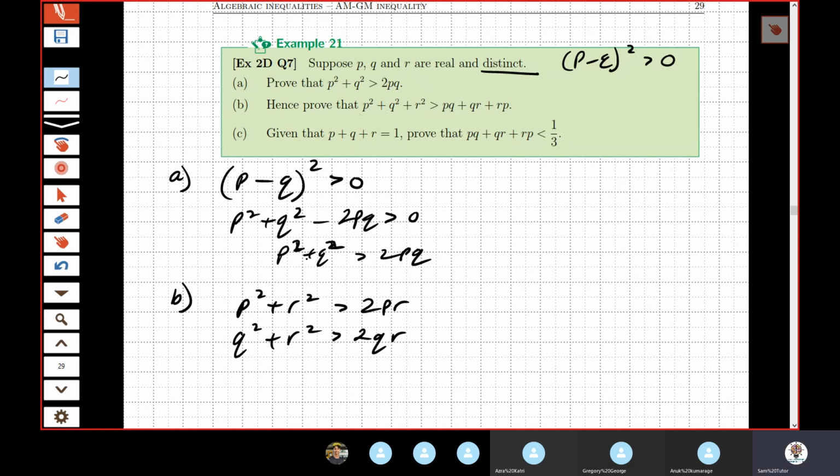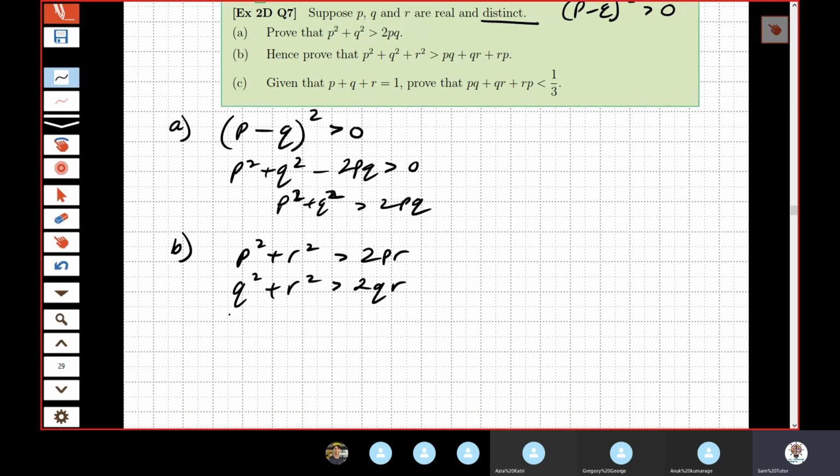So when you're going to have now three of these, P squared plus Q squared plus R squared, you first start off with that. Then what you do is you rewrite the similar results for your other letters. Then from that, because you can see they're all added, you're going to add everything. So you're going to go, okay, P squared plus Q squared plus P squared plus R squared plus Q squared plus R squared must be bigger than 2PQ plus 2PR plus 2QR. Your left-hand side must be bigger than your right-hand side.